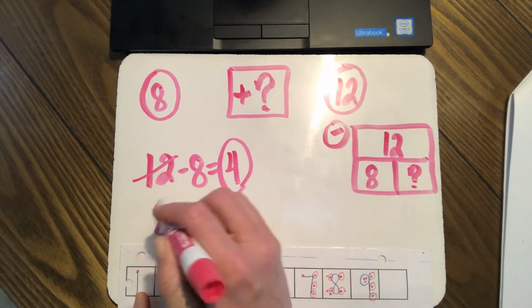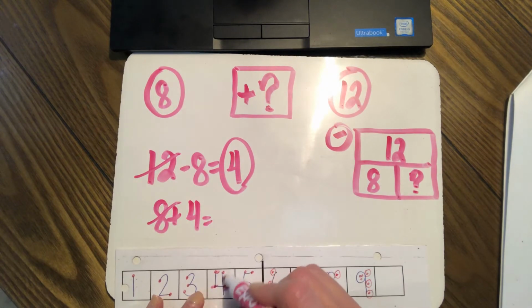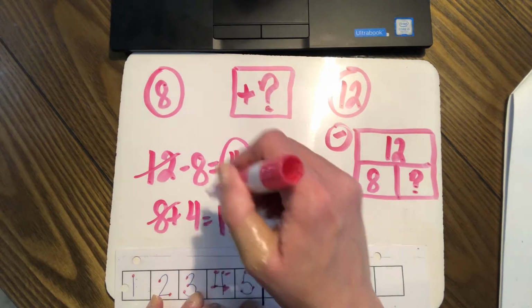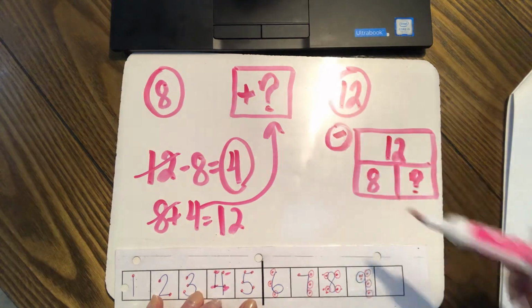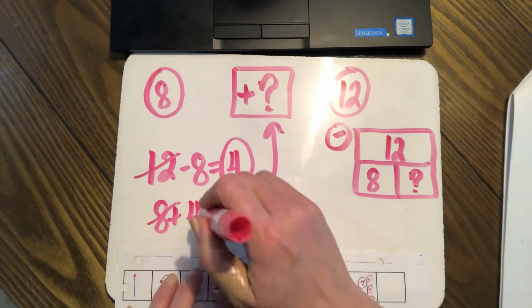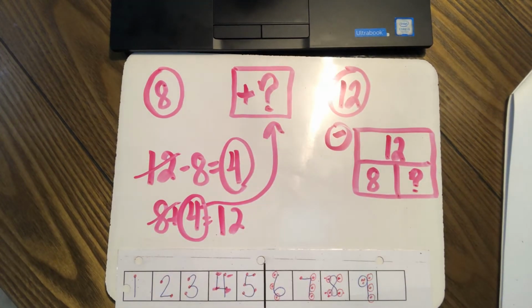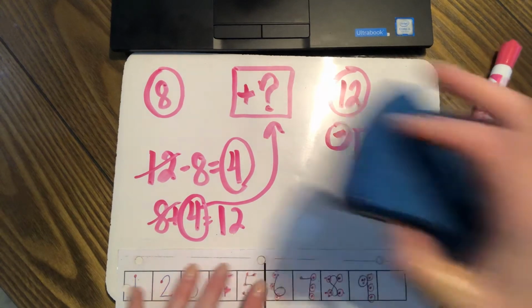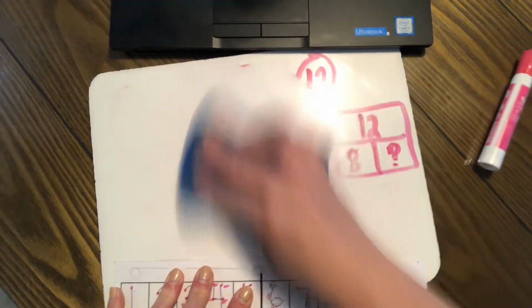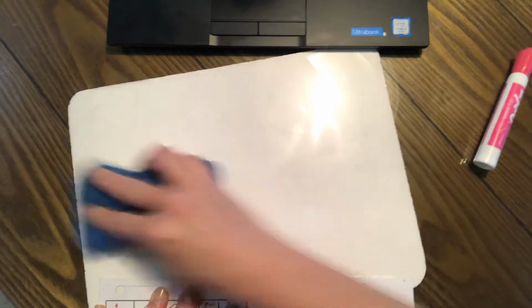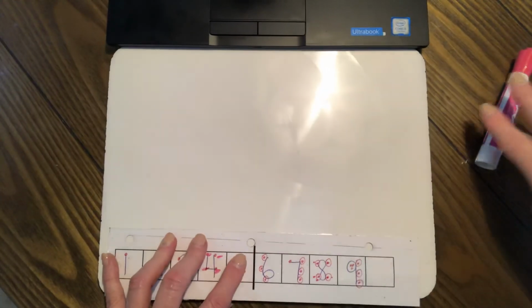Let's see if we get 12. 8, 9, 10, 11, 12. It's true. 4 is our missing part, isn't it? Right. Gonna let your mind marinate on that for just a minute. Okay. Let's do another one.